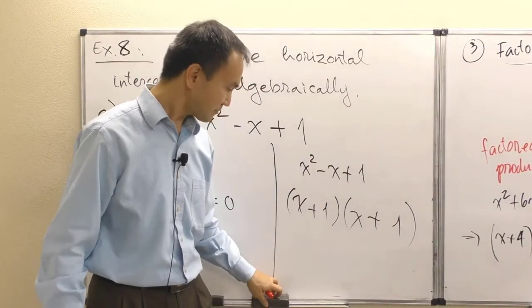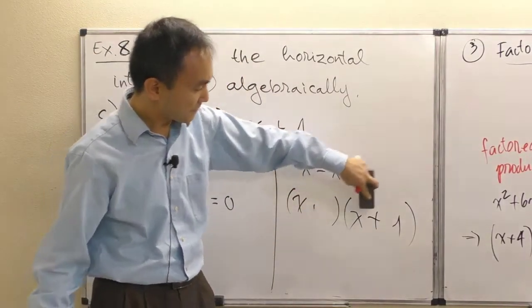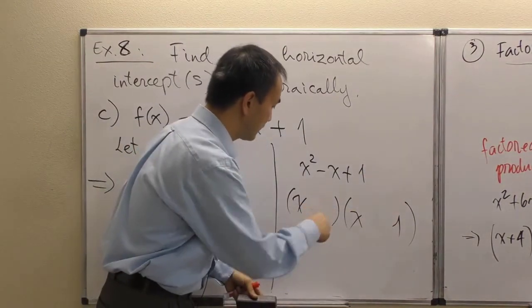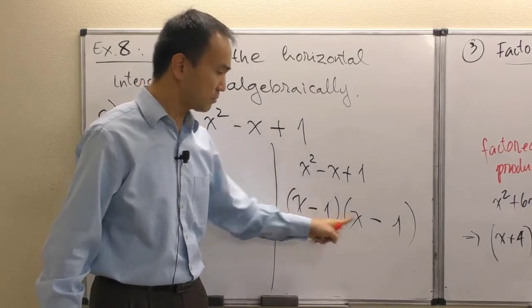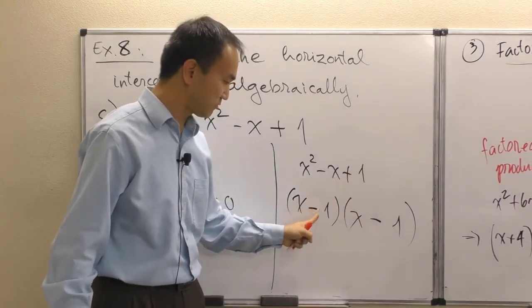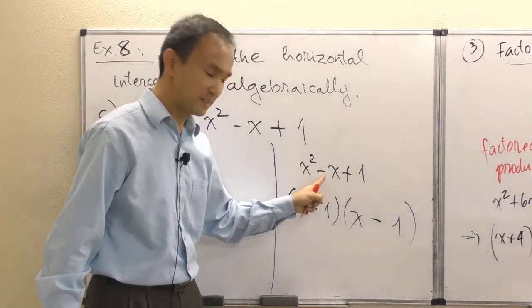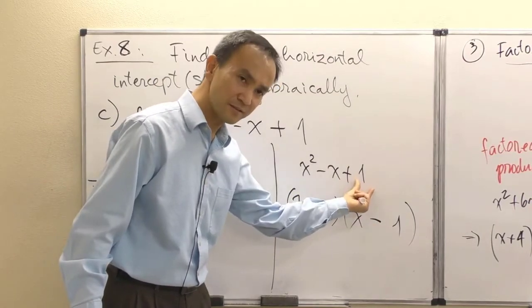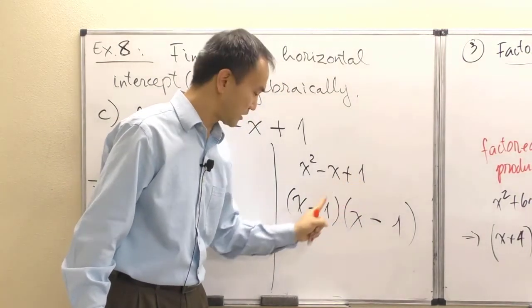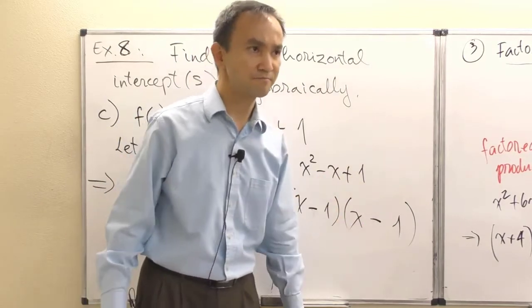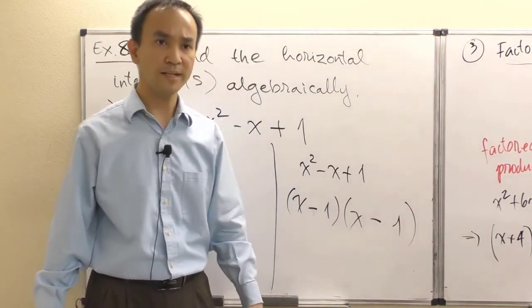What about -1 and -1? They multiply to be +1, but they don't sum up to be -1 here. We're still quite stuck.